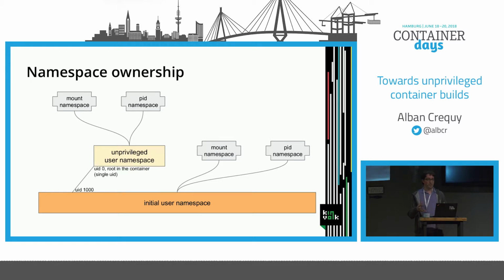And from there, once you have your unprivileged user namespace, you can create other namespaces, like mount namespace, PID namespace, etc. Because since you have CAP_SYS_ADMIN, basically the capability to do that, with regard to that user namespace, you can create the other namespaces you need. And this is possible because all namespaces have an ownership relationship. So in this example, I create a new mount namespace that belongs to that unprivileged user namespace.